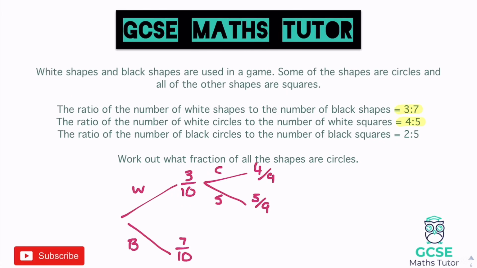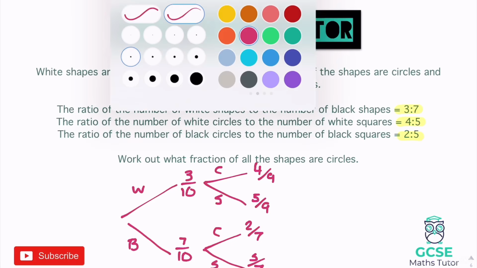But then we've also got this next piece of information that tells us about the black circles to the black squares. So that's 2:5. So we'll put that part on as well. So down the black shapes, again we've got circles and squares, and we've got 2 out of 7 for circles. We've got 2 and 5, that adds up to 7 there, and 5 out of 7 for the squares. Now again, you don't actually need all the bits of information here, but it's just quite nice visually to get it all set out and then pick the ones that you want from your tree.